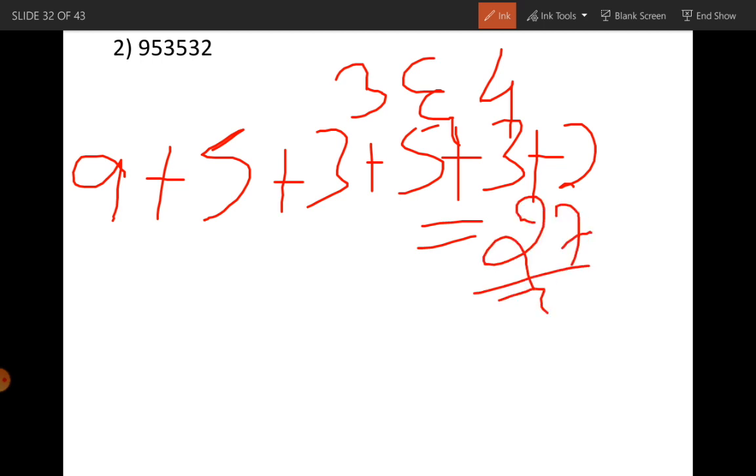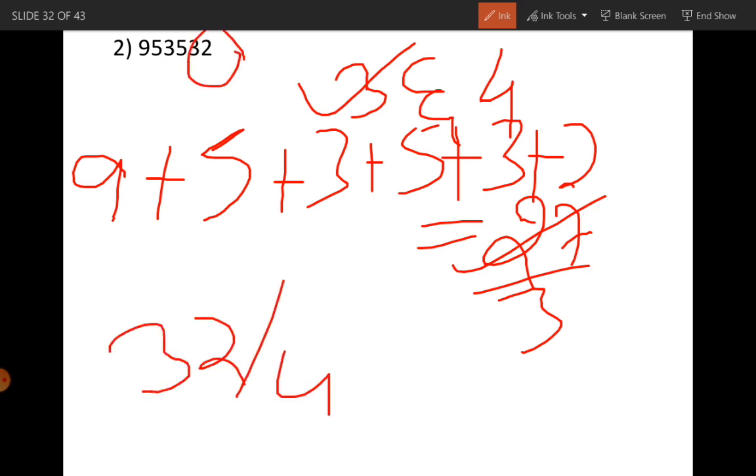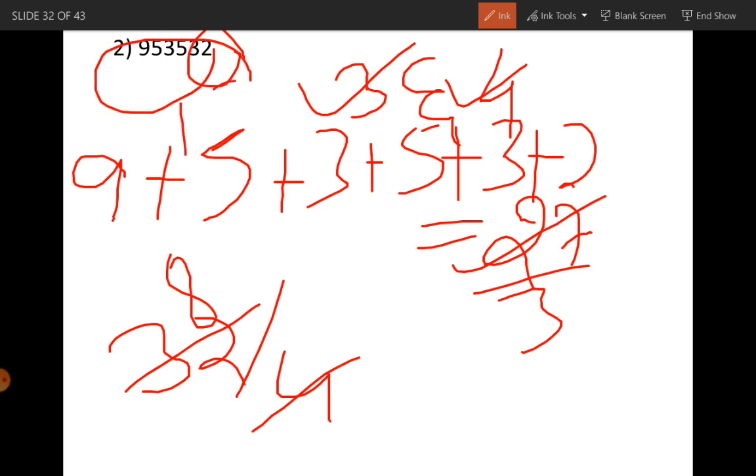27 is divisible by 3, so it passes for 3. Next we'll do it for 4. The last two digits are 32. 32 divided by 4: 4 eights are 32. So it passes both divisibility tests for 3 and 4. So this number is divisible by 12.